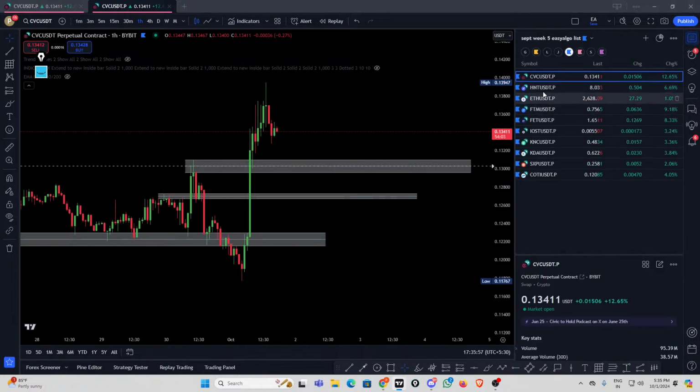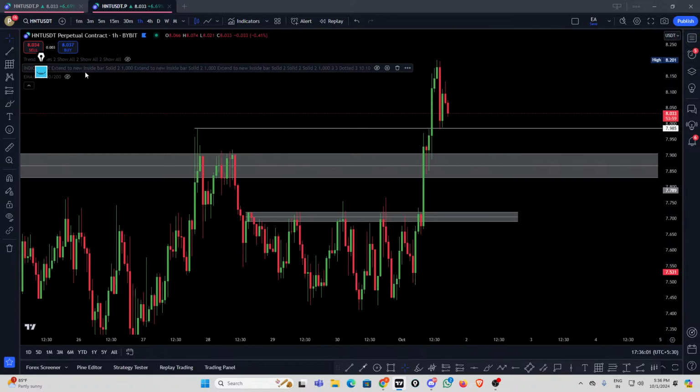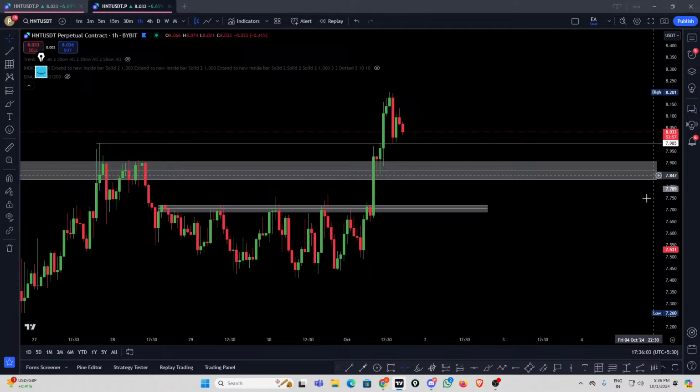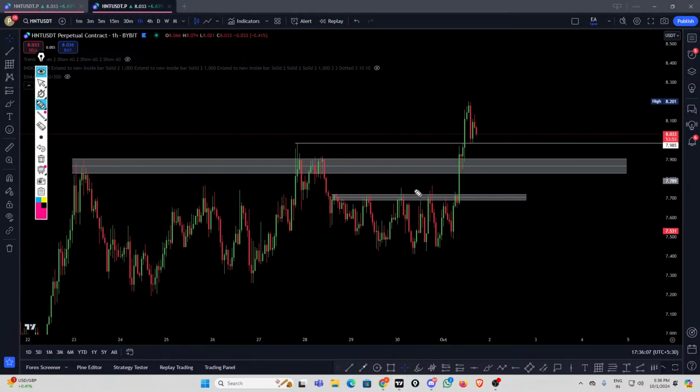So ETH, so I'll just go to this. Sorry, HNT USDT. Here, today I told that we have one zone. We were waiting for a breakout, correct? We got a breakout here, and the market started going up. Now I told we have 2 zones. The first zone was this line. The main zone is this.